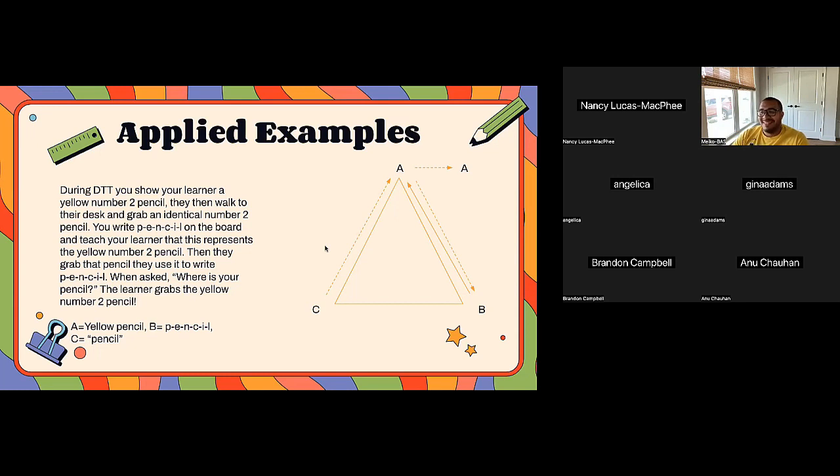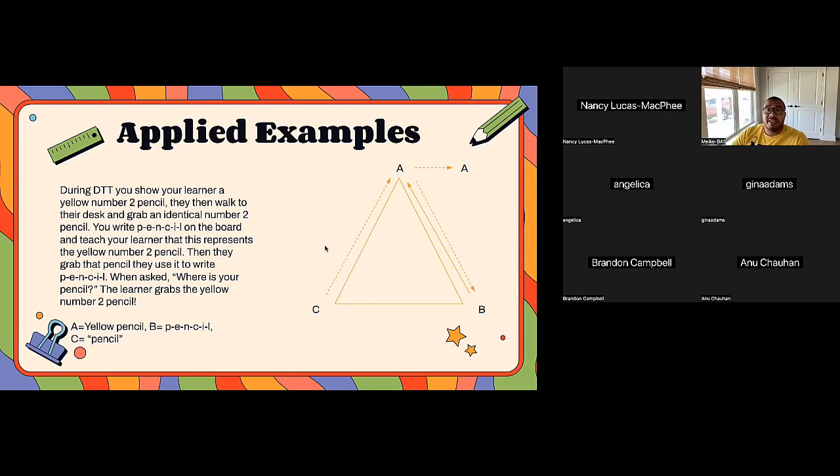Good. So where I'm getting confused is when you read it and you're supposed to be plotting it out. When you're saying during DTT you show a learner the number 2 pencil, I was always taught that you would do A to B as the reflexivity. That's where I'm getting confused, and you're drawing it to the side. Yeah, A to B is not reflexivity.